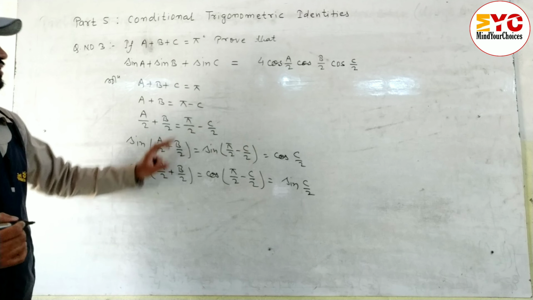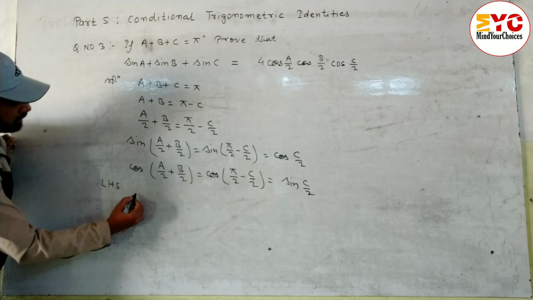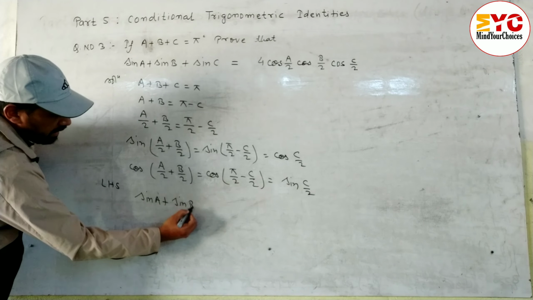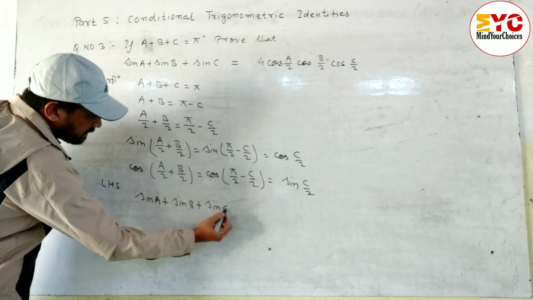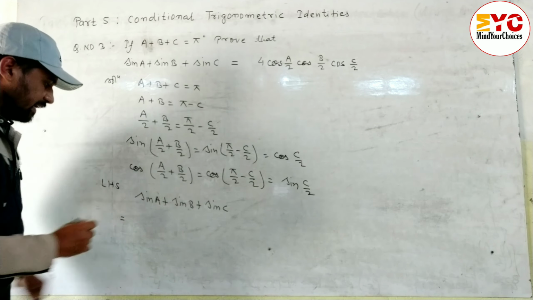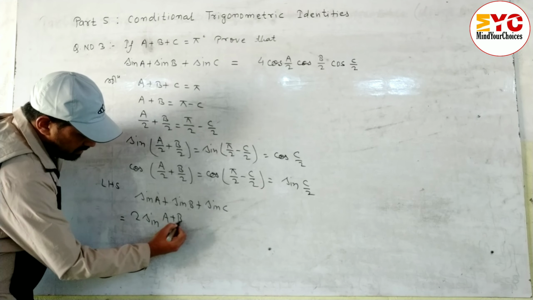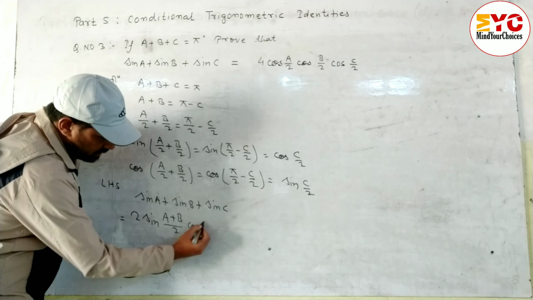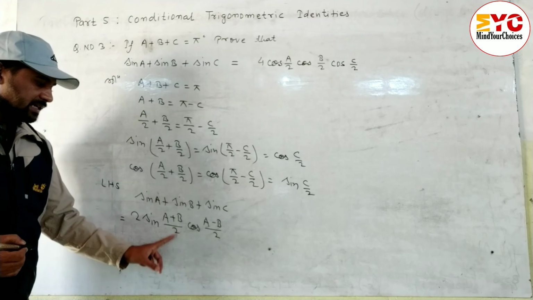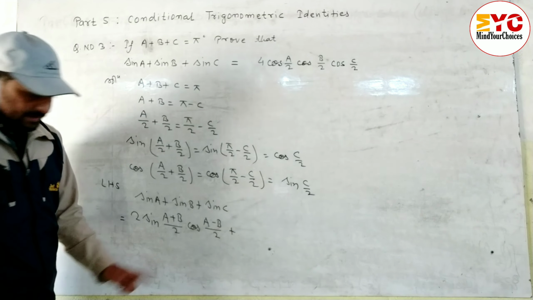After doing these conditions, we have to take the LHS, and the LHS is sine A plus sine B plus sine C. Now we can use the formula of sine C plus sine D, and the formula is 2 sine of (C plus D) by 2 cos of (C minus D) by 2. It means 2 sine of (a plus b) by 2 cos of (a minus b) by 2.